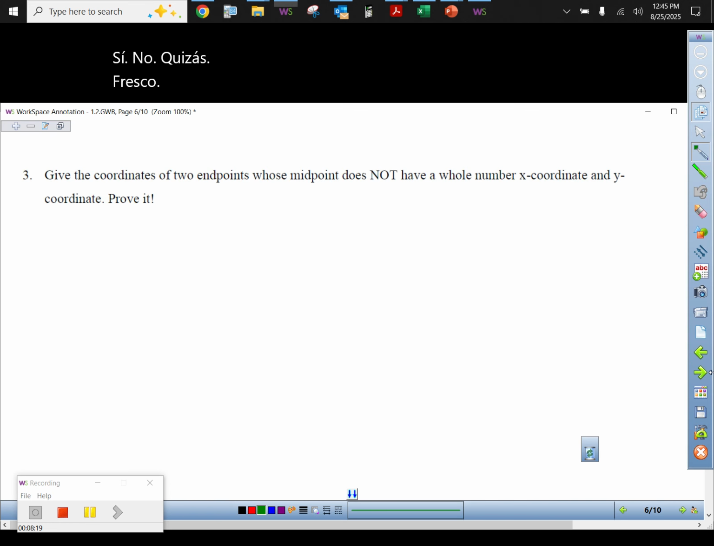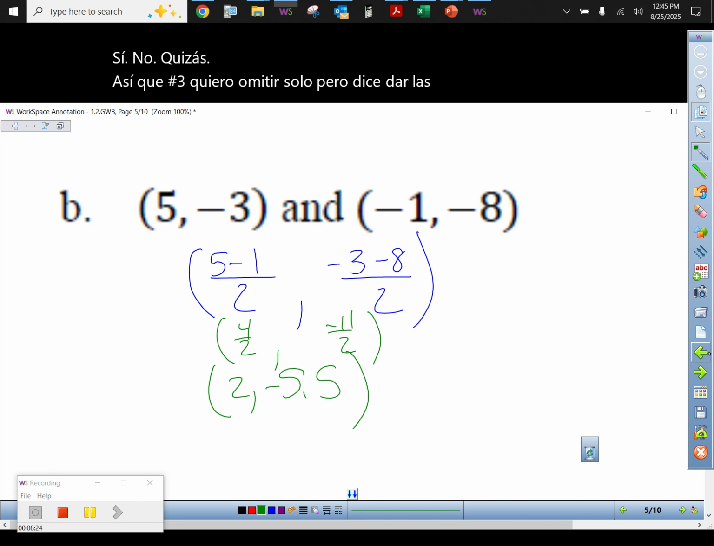So number 3, I want to skip just because, but it says give the coordinates of 2 endpoints whose midpoint does not have whole numbers. Here's my question. We've done 2 of them already. Is it possible that some of these come out to be decimals? Yes or no? That's all number 3 was about. Is it possible for a midpoint to be a decimal? The answer is yes. Sound okay?